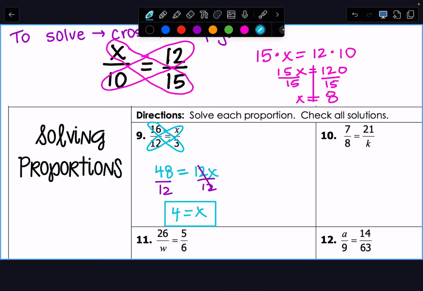Mason, I see how you can get confused. So x equals 4.